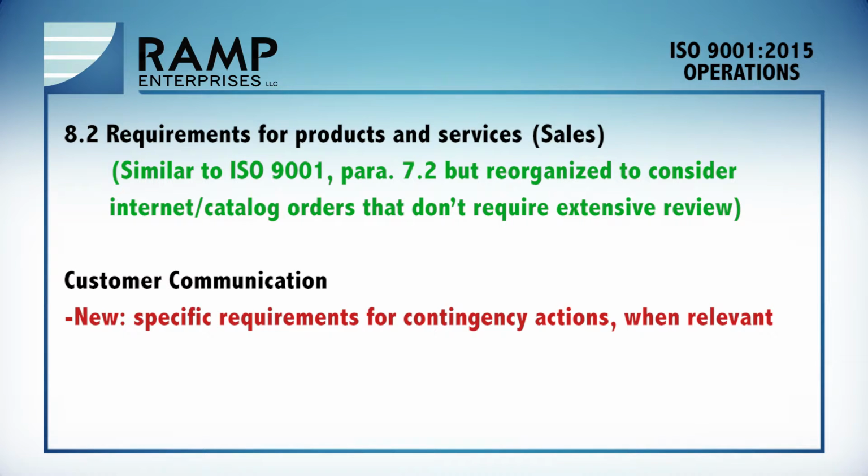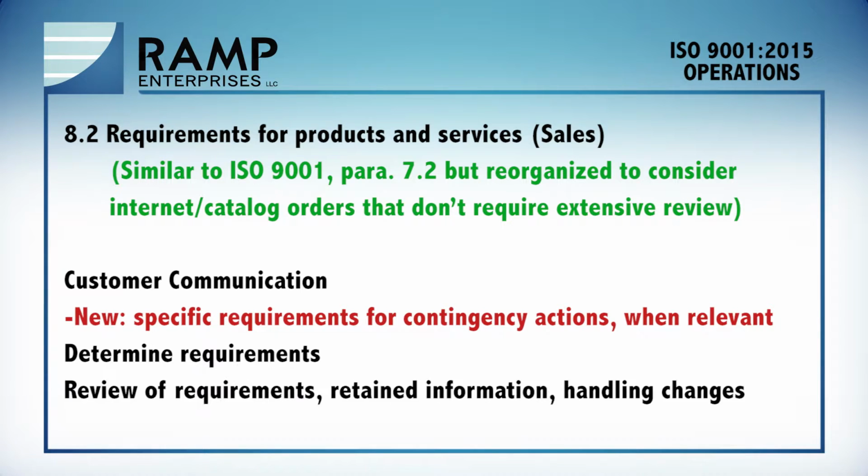It gets broken down to 8.2.1, customer communication. And there are new specific requirements for contingency actions when relevant associated with communication. Then 8.2.2, determine your requirements. 8.2.3, review of requirements, retained information of your review, and how you handle your changes.